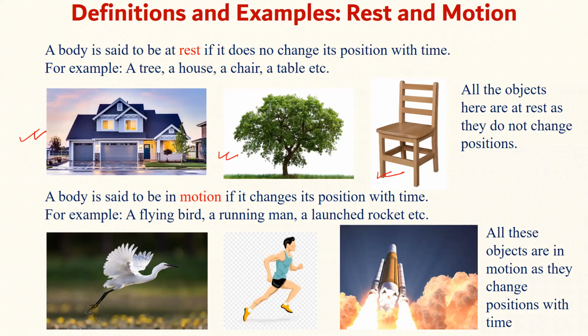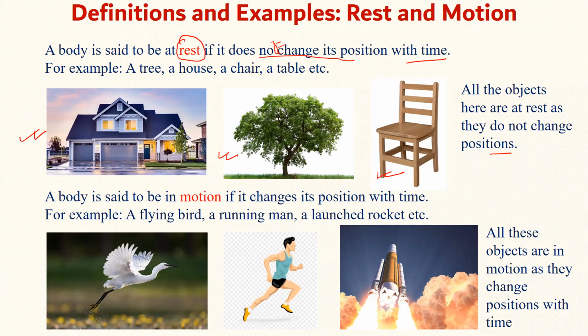So such a state of these bodies is known as rest. Rest means they are not changing their positions with respect to time. All the objects here are at rest as they do not change their positions with time. A body is said to be at rest if it does not change its position with time, like a tree, a house, a chair, a table, etc. Those things just remain stationary at their own positions.